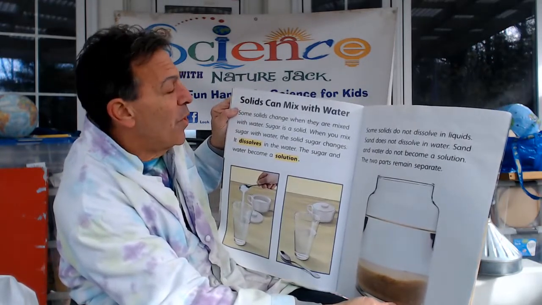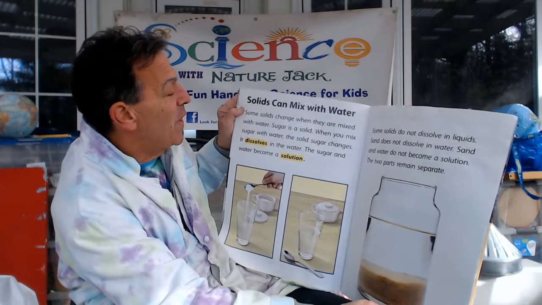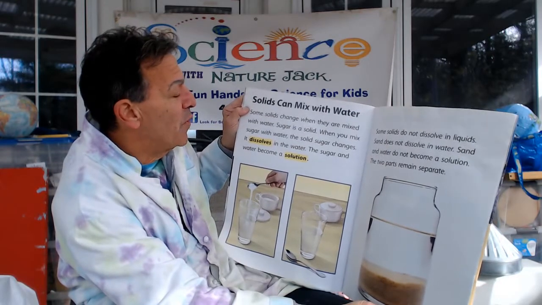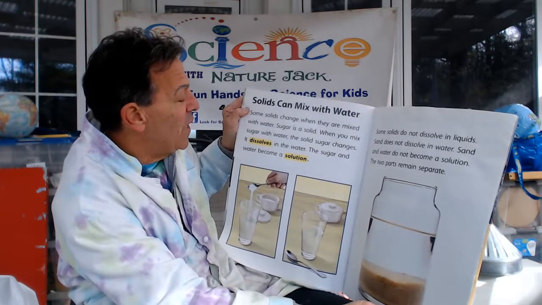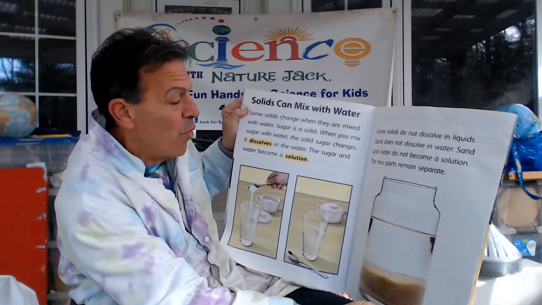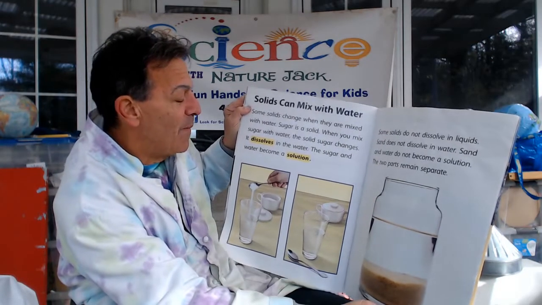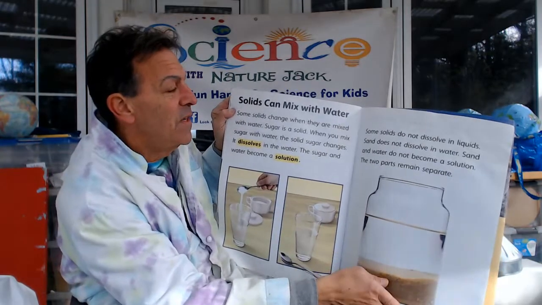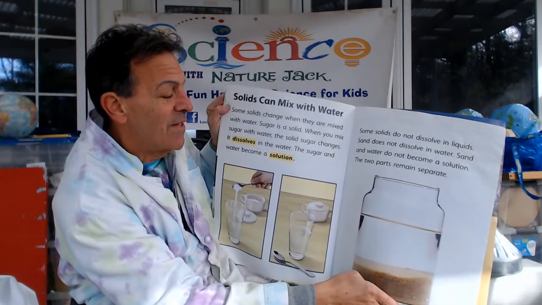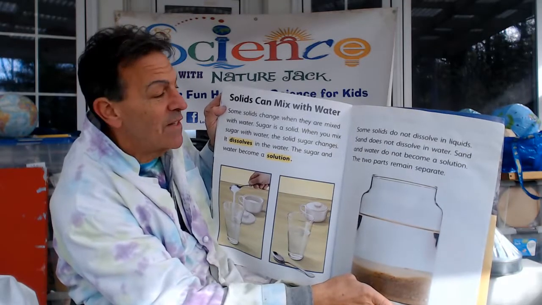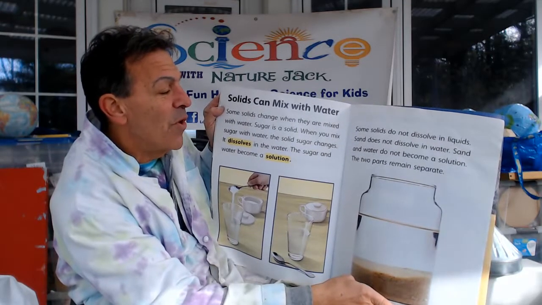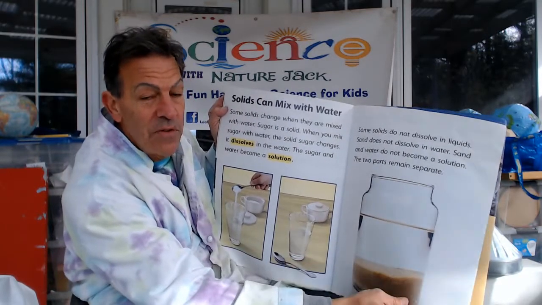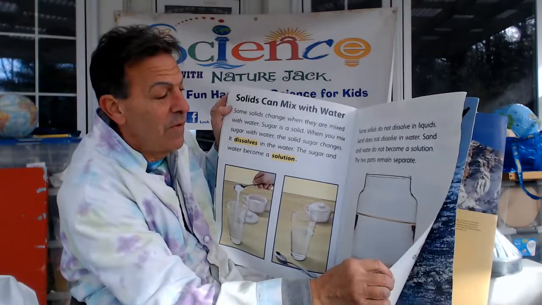Solids can mix with water. Some solids change when they are mixed with water. Sugar is a solid. When you mix sugar with water, the solid sugar changes. It dissolves in the water. The sugar and water become a solution. Mix it together, it dissolves. Some solids do not dissolve in liquids. Sand does not dissolve in water. Sand and water do not become a solution. They are two separate things, so they're actually still a mixture.